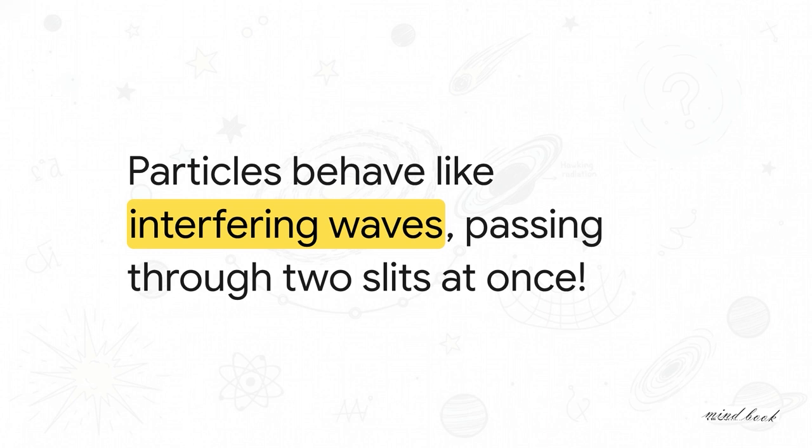Even when fired one by one, a single electron behaves like a wave, seemingly passing through both slits at the exact same time and interfering with itself. In this realm, particles just do not have definite paths. They have a range of probabilities.